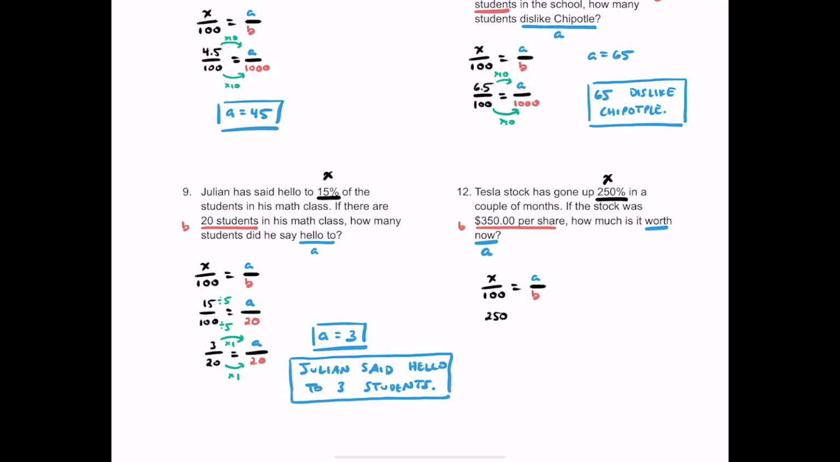So 250 over 100. It went up a lot, right? It more than doubled, maybe. That's what that means. And A value, we want to know how much it's worth now. But we do know before it was worth $350 per share. So I'm going to go ahead and put that right over here.